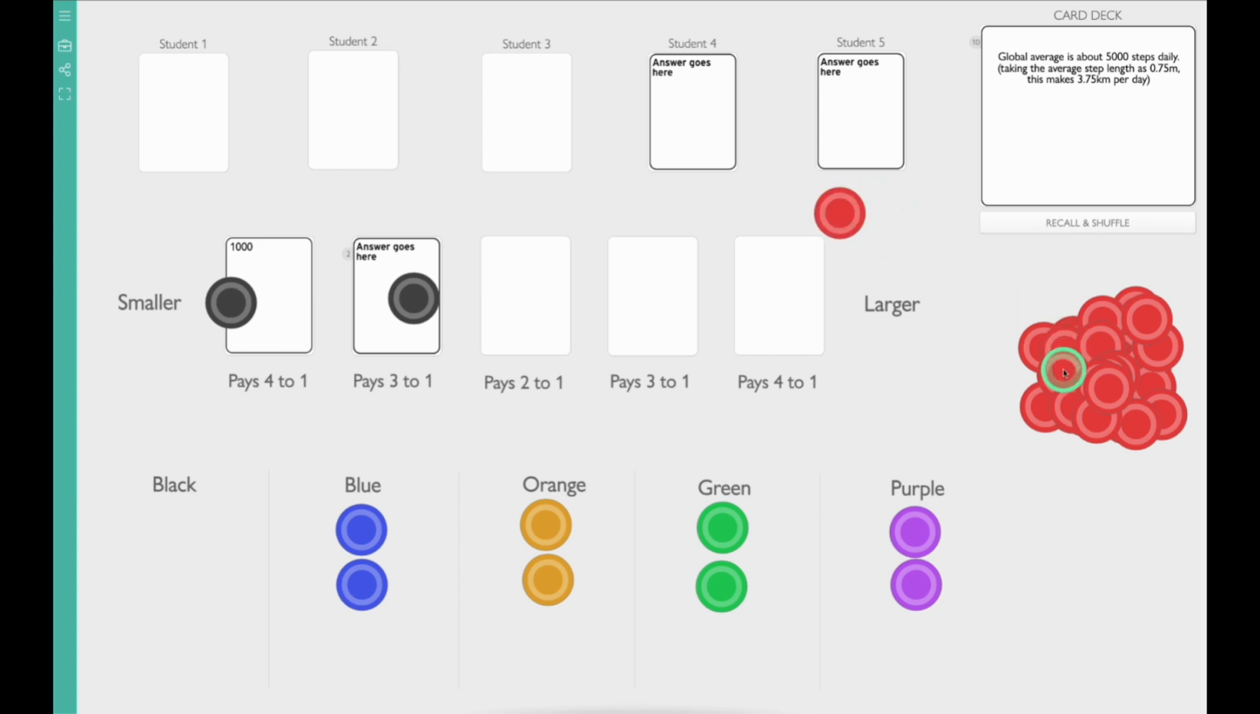The student or students that place their tokens on the winning guess receive poker chips based on the payout underneath the guess. So for example, if the winning guess is on the Pays 4 to 1 holder, the student or students that place 1 token on the guess receive 4 chips, and the student or students that place 2 tokens on the guess receive 8 chips.